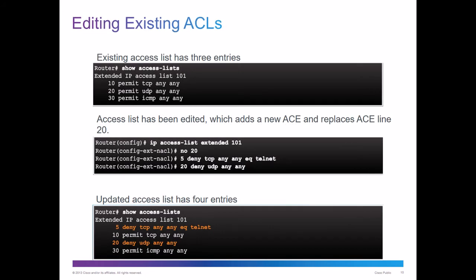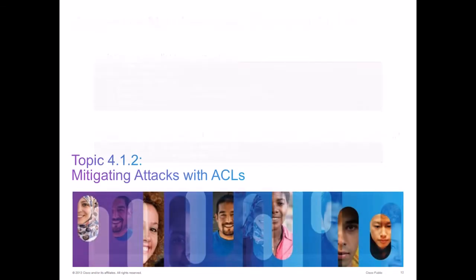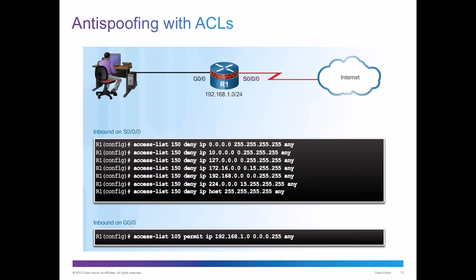If you want to edit the existing access lists, here's where you actually put the entries in, these sequence numbers, because if you don't, remember, as I said earlier, anytime you create an entry, it's going to go to the bottom of the list. All right. And how do you mitigate attacks? Anti-spoofing. So making sure somebody doesn't use your IP address.